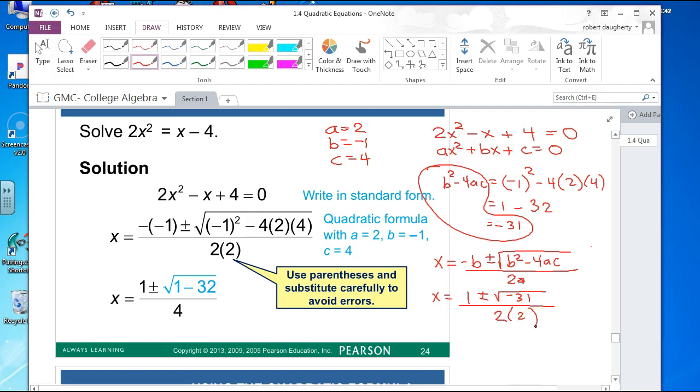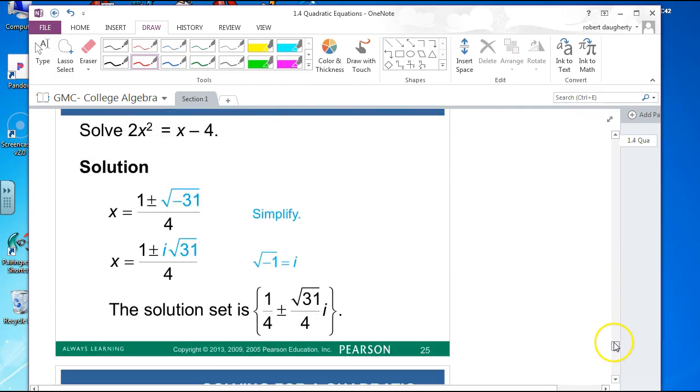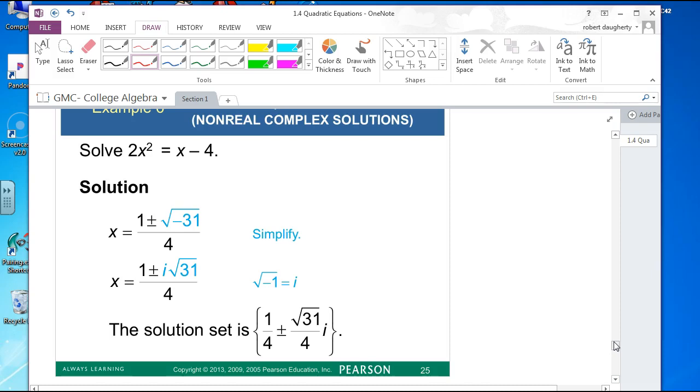So this is x equals 1 plus or minus the square root of negative 31, that's going to be i times the square root of 31, over 4. So that's your answer, x equals 1 plus or minus i times the square root of 31, all of that divided by 4. And that's it.